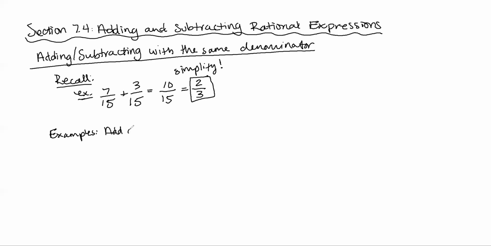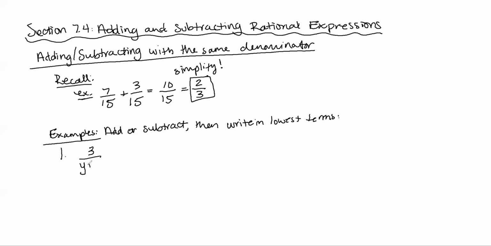So we're told to add or subtract, then write in lowest terms. So even if you forget to write it in lowest terms, a lot of the time the problem's going to remind you anyway, but you should always be doing this whether it asks you or not. So first one here, we're given 3 over y plus 4 plus 2 over y plus 4.